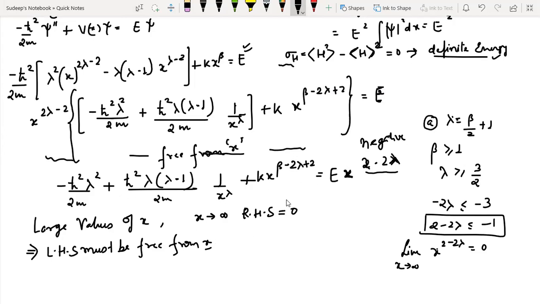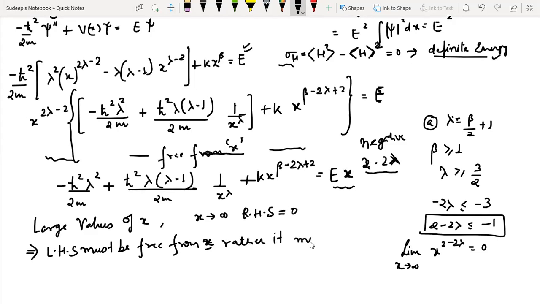I should not have any term in x. Or in case I have any term in x, then on both sides the power should be the same. What I mean is that if I have something in x raised to power β here, then this is what I want to say. As x tends to infinity, since here you do not have anything now, because your RHS goes towards 0, now LHS should be free from x, and rather it should be 0.